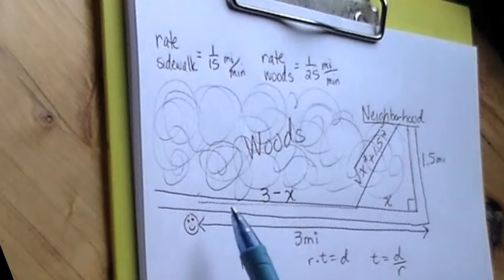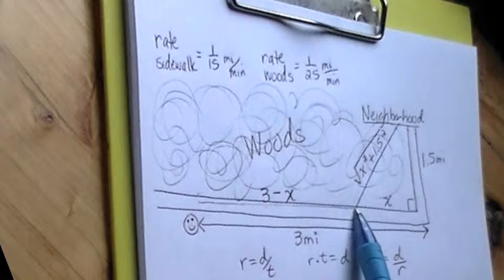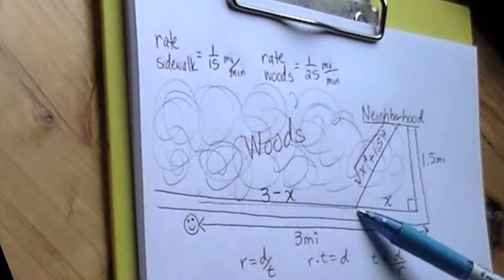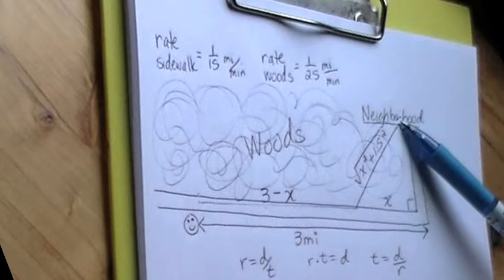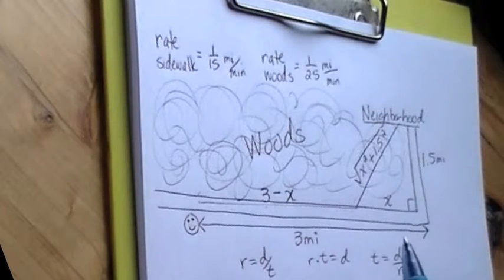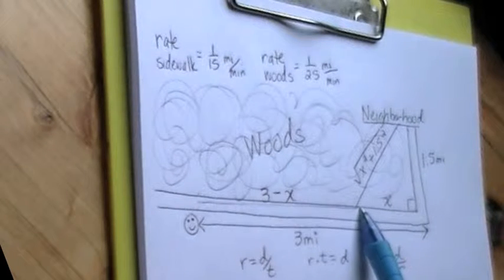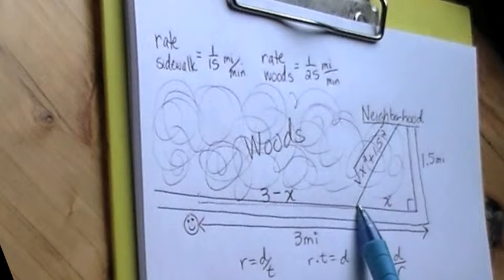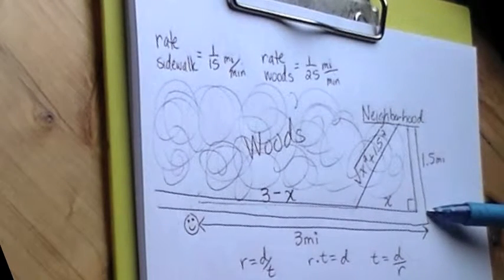It's possible that there might be some happy medium where I walk part way down the sidewalk and then I cut over through the woods to the neighborhood. So let's investigate that option. I'm going to let X represent the distance from the end of the sidewalk where I cut off into the woods. We already know that the woods is 1.5 miles wide.